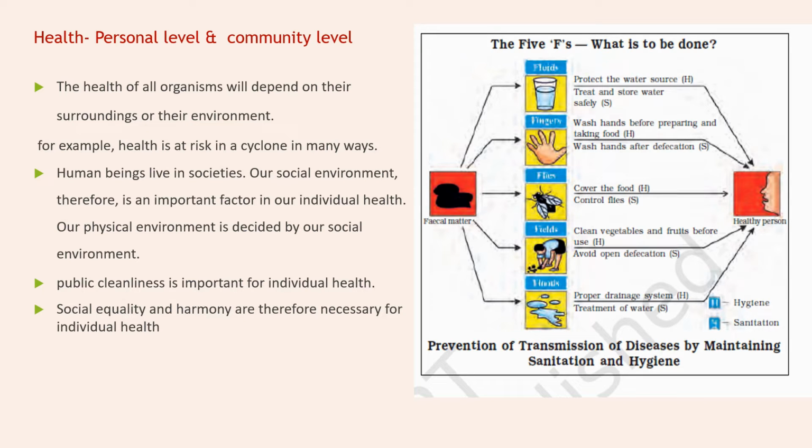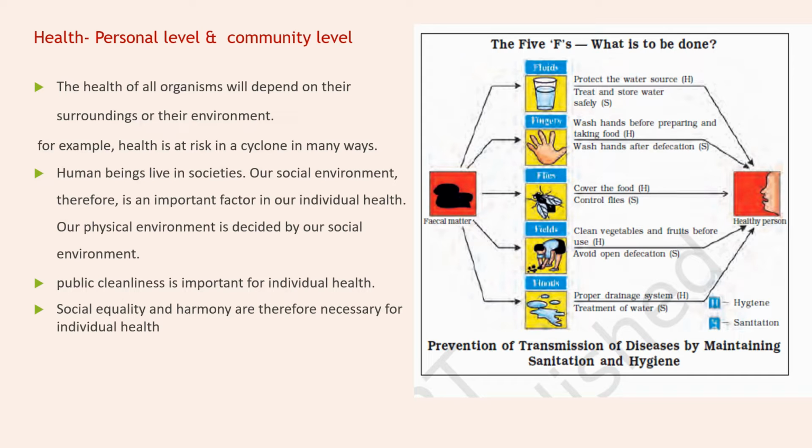Because when we are interacting with other people, it is also important how healthy they are. If they are infected with some disease, then definitely we are at risk of exposure to that disease, and we may catch it while interacting with those unhealthy people. So health does not depend just on ourselves, but also on how healthy our community is. So let us understand this: the health of all organisms will depend on their surroundings or their environment.